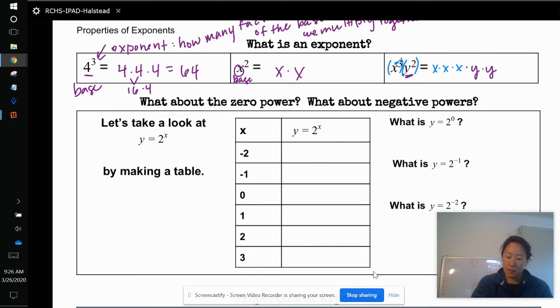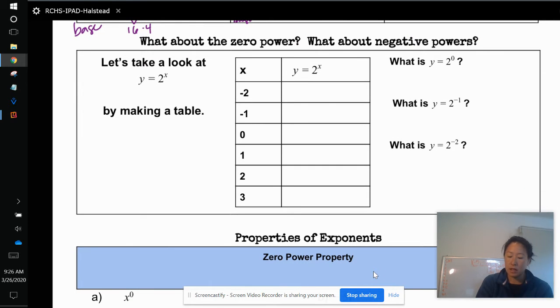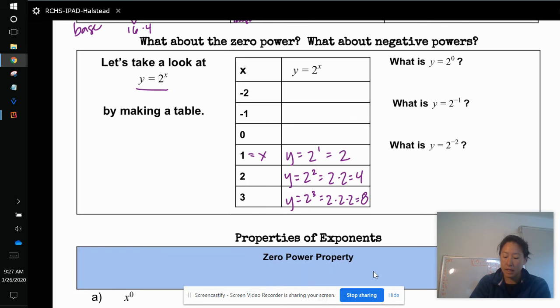Okay. So what about if my power is a 0 or if my power is negative? In order to do this, we're going to look at the equation y is equal to 2 to the x. So I'm going to start with y is equal to 2 to the x. We're going to replace the x with 1. Okay, so 2 to the first power is 2. We're going to do this again. 2 to the second, that would be 2 times 2, which is 4. Y is equal to 2 to the third, which is 2 times 2 times 2, which is 8.